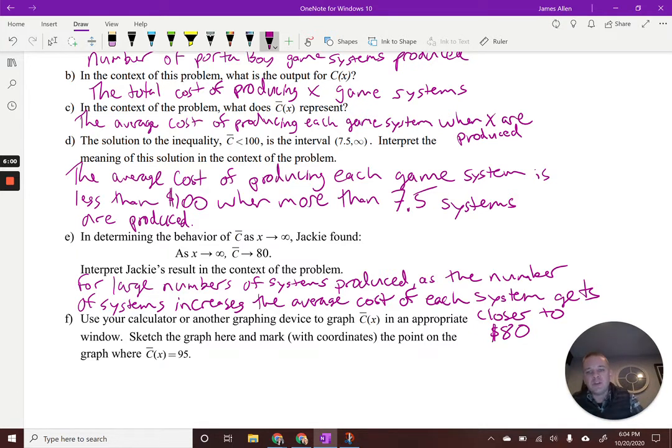Alrighty. Part F. Use your calculator or another graphing device, perfect, we already got one, to graph C bar of x in an appropriate window. Sketch the graph here and mark with coordinates the point on the graph where C bar of x equals 95.